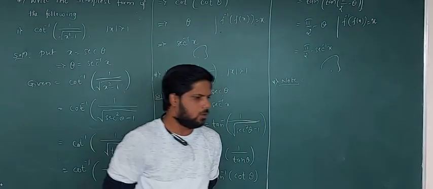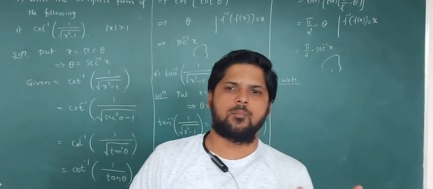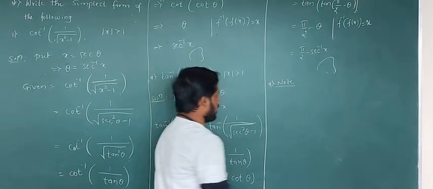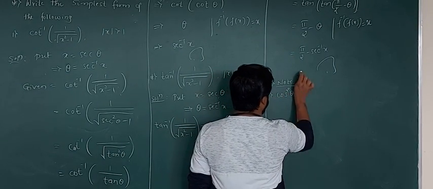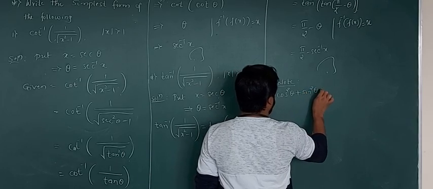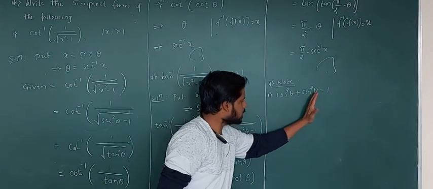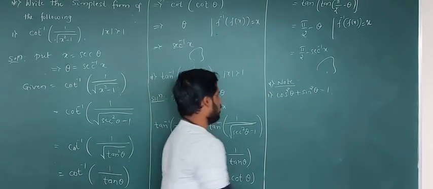Before moving to the next example, we will recall some of the previous formulas or trigonometric identities. The first identity is, we know that cos square theta plus sin square theta is equal to 1. This is the first identity of trigonometric functions.